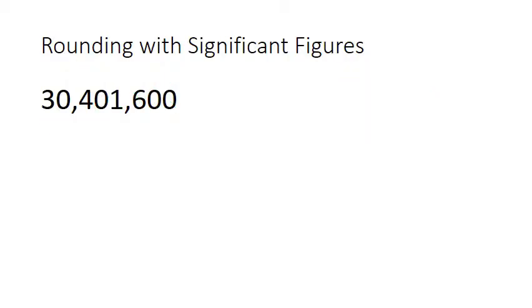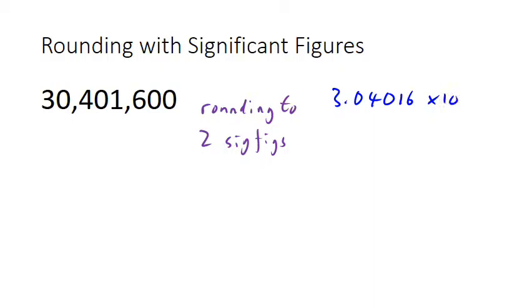Let's try it again. Let's try rounding to 2 sig figs. So let's try that again. So we've got 3.04016 times 10 to the 7. We count how many sig figs we got. So we got 1, 2, we cut off there. So we got 2 to the left.